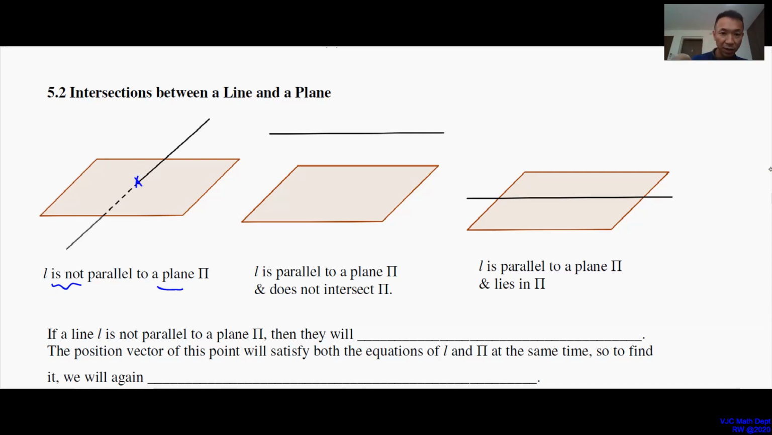Second case, if the line is parallel to the plane and they do not intersect. If you take a look, this is the plane, this is the line, they are parallel and they will never intersect. The third case is a line is parallel to the plane and lies in the plane itself.